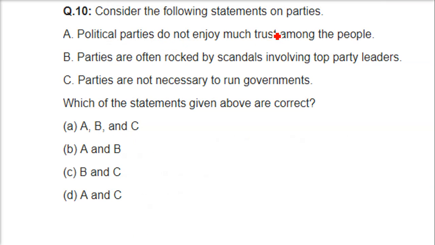Consider the following statements on parties. Which of the statements given above are correct? Political parties do not enjoy much trust among the people. Anything which happens, the people blame the political parties. So A is correct. Parties are often rocked by scandals involving top party leaders. Yes, most of them are tainted sometimes and go to jail. All scams come up. And political parties are not necessary to run government. This is wrong. They are indeed a very essential institution to run governments, to form government, etc.